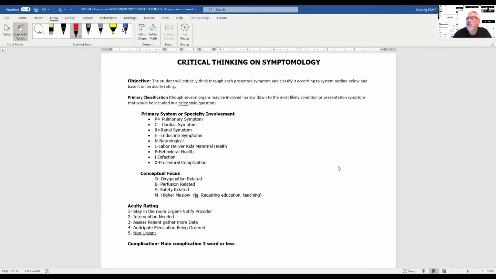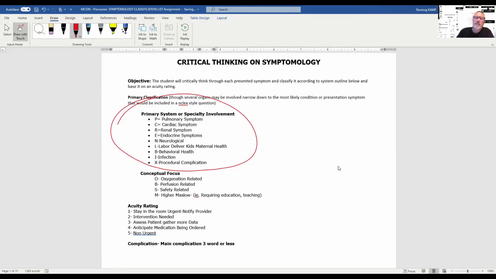Okay, critically thinking on symptomology. This is the main sheet, and the primary focus of this sheet is to isolate each of the parts of the symptoms. The first section we're going to look at is the primary system. Whatever we're looking at, we need to know what's the most likely system. For example, substernal chest pain is specific to cardiac, whereas epigastric pain could be cardiac, but it could also be GI. So when we're looking at symptomology, this gives you the opportunity to isolate what the symptom is and try to figure out what the primary area is.